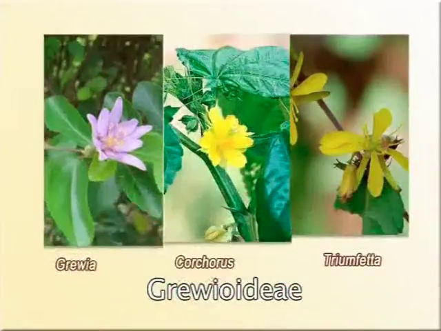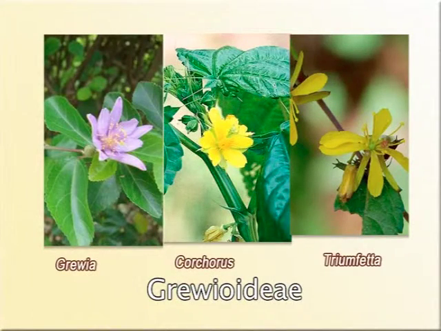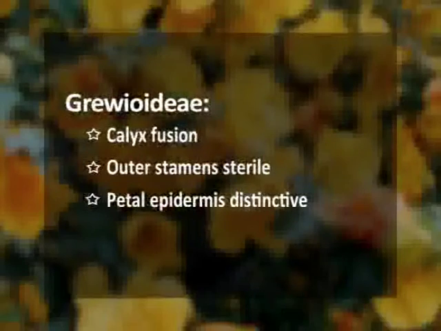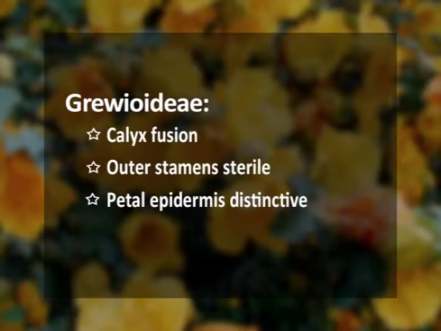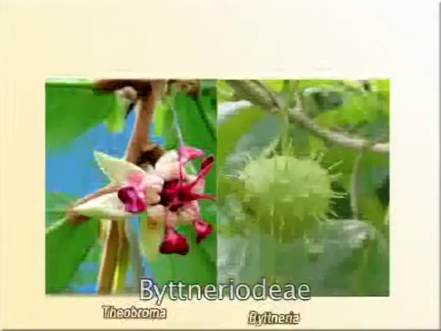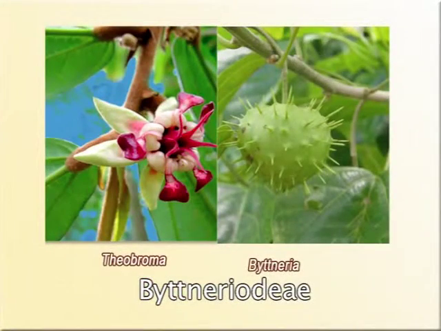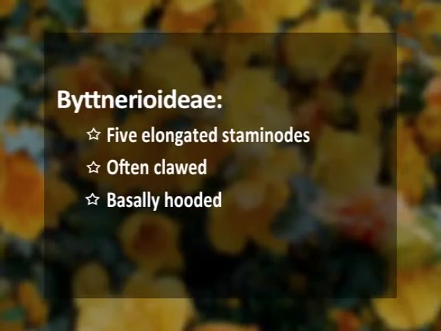The Grewioideae is represented by genera like Grewia, Corchorus, Triumfetta, and other relatives. These Grewioideae have lost calyx fusion, and the outer stamens are sterile here, and the petal epidermis is very distinctive. Number 2nd subfamily is Byttnerioideae, which is represented by common genera like Theobroma, Byttneria, and their relatives. The Byttnerioideae have 5 elongated staminodes that alternate with unusually shaped petals. Often these petals are clawed and basally hooded.